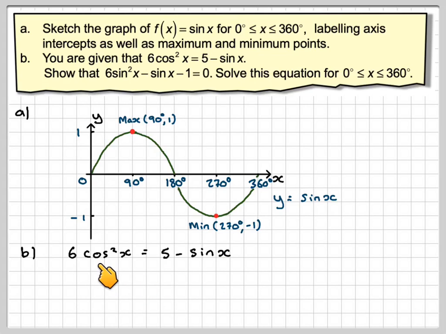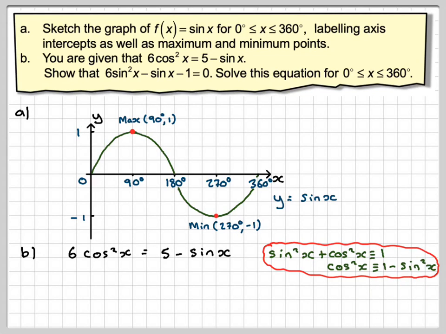Right, if we start with 6 cos squared x is equal to 5 sine x, if we're going to eventually solve this, the problem is we've got a cos and a sine. We don't have the same variable throughout, but we can make this into an equation with just sine in it by using the fact that sine squared x plus cos squared x is equivalent to 1, and then rearranging that, cos squared x is 1 minus sine squared x. So here, I'm now going to put 1 minus sine squared x.